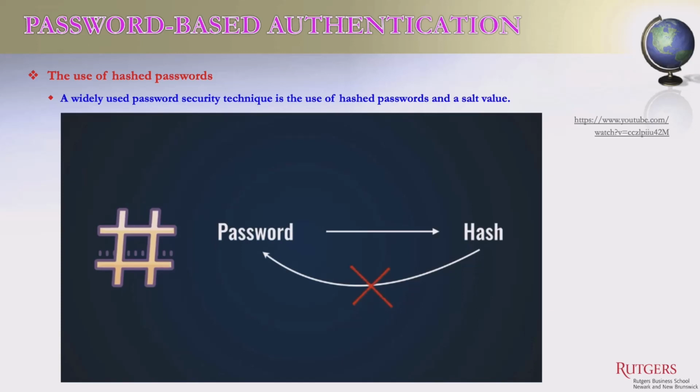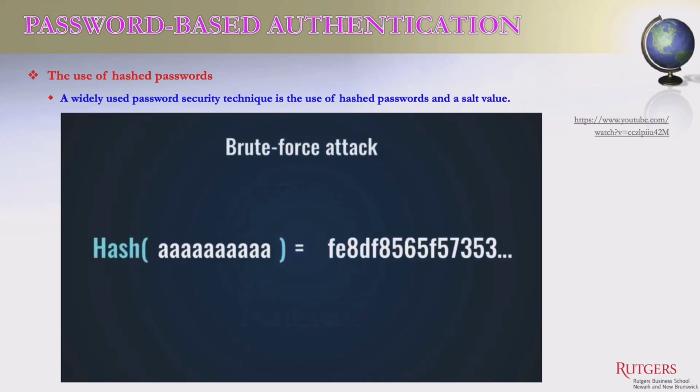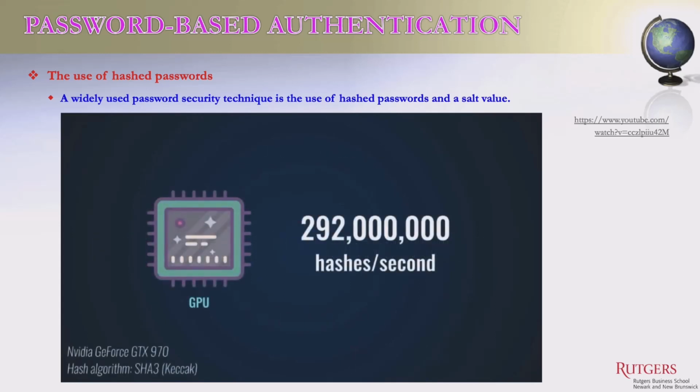However, they aren't perfect either. Most hashing algorithms are optimized for speed. The more hashes per second they can calculate, the better. And that makes them vulnerable against brute force attacks. By simply calculating every hash of every possible password, an attacker can reverse the hash function. A modern GPU can do this with the speed of 292 million hashes per second, so it's only a matter of time before a hashed password is cracked using this technique.